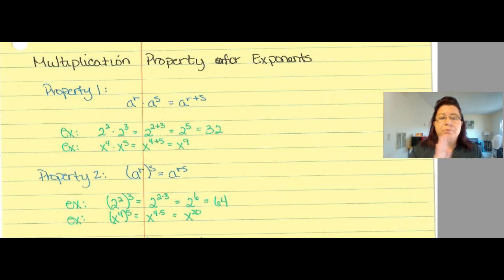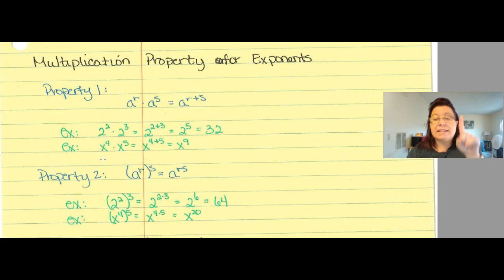Here's a good example. 2 squared times 2 cubed. Well, if I wrote that out the long way, that's 2 times 2 times 2 times 2 times 2. How many 2s do I have? Well, I have 5. And that's the same thing as 2 plus 3. And therefore, 32.